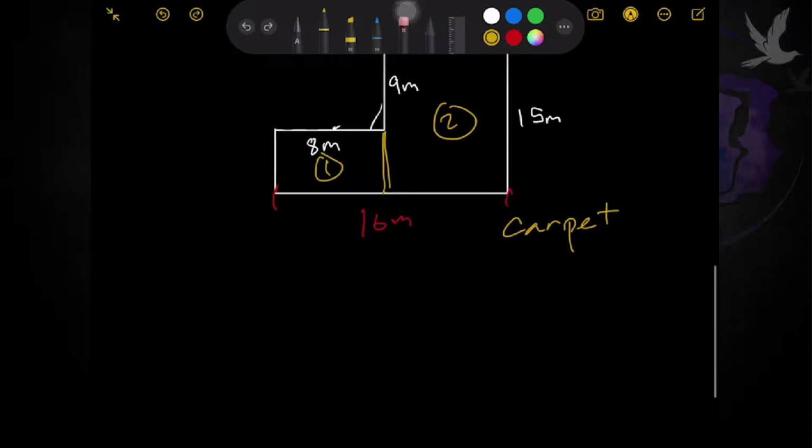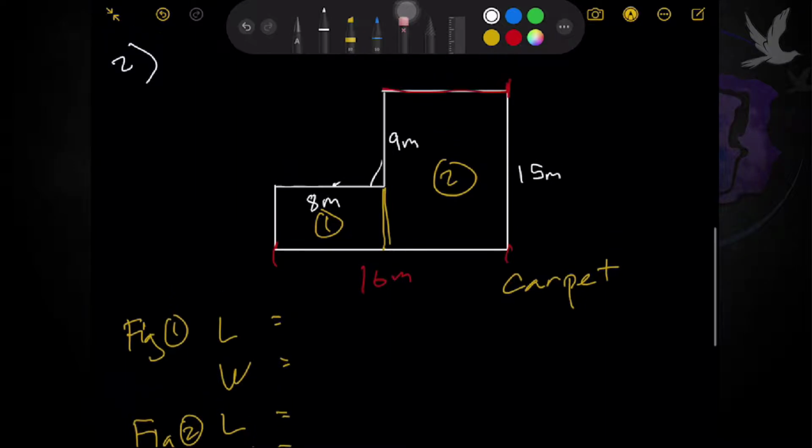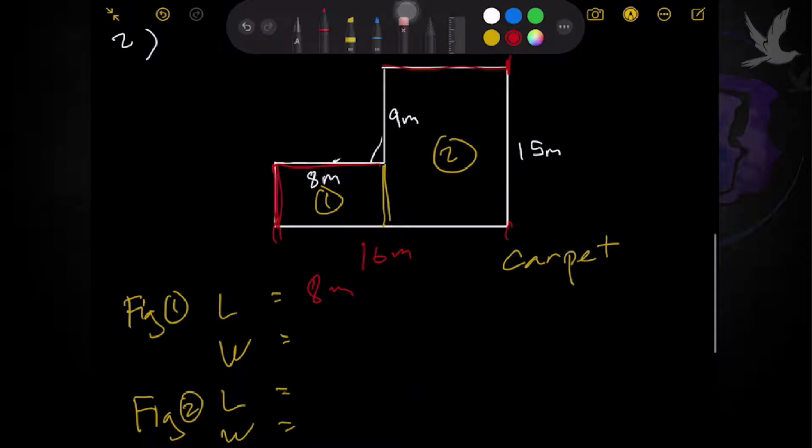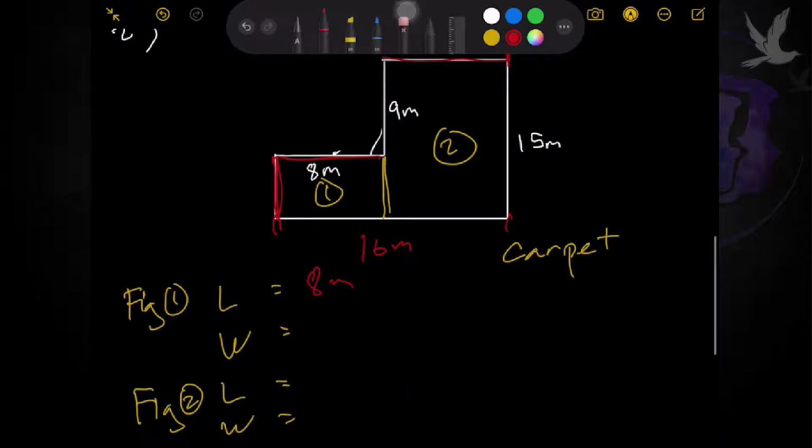So then again, data gathering tayo for our figure 1, our length and width, and also for figure 2, also length and width yan. Kailangan natin yan eh. That's very important. These are very important information for you to be able to solve. So figure 1, we have our length, which is equivalent to 8 meters. Yung width natin is missing as of the moment. Sa figure 2 naman, we have our width, which is 15 meters.